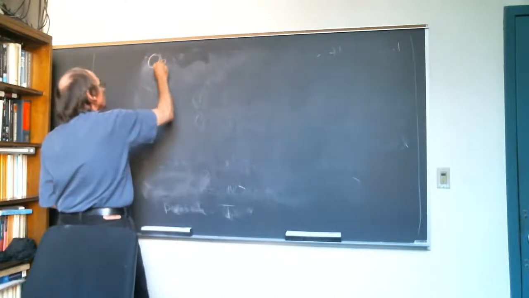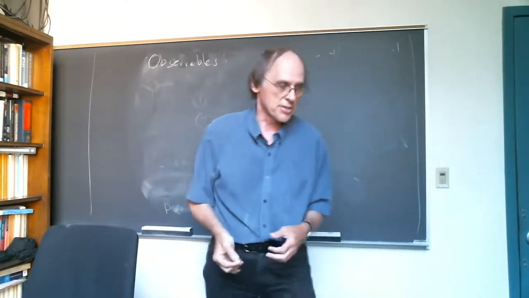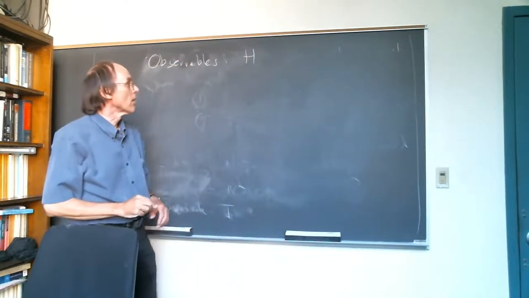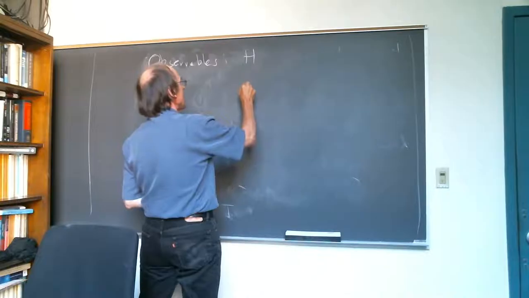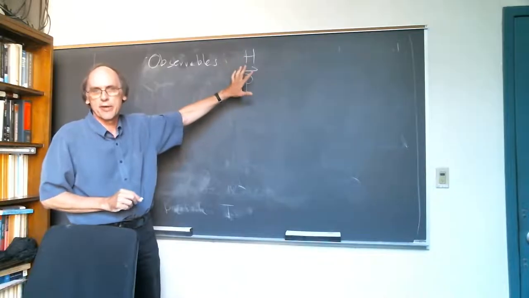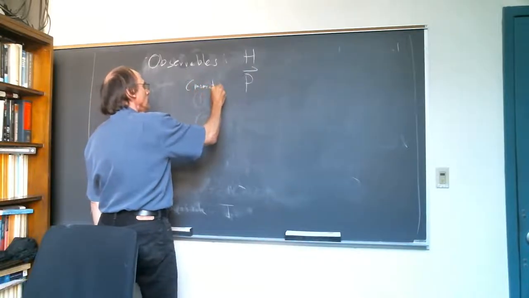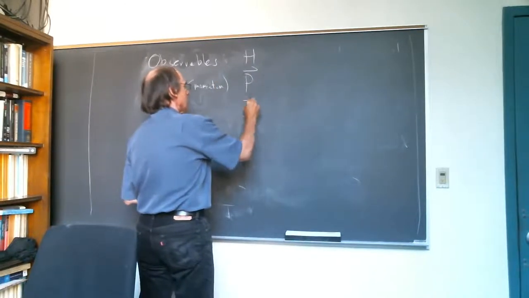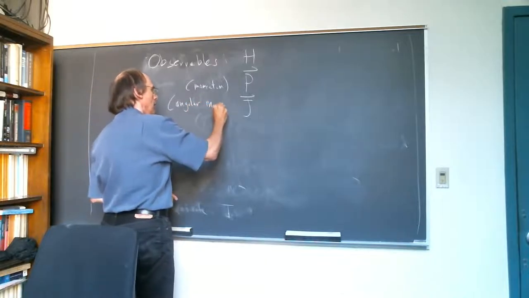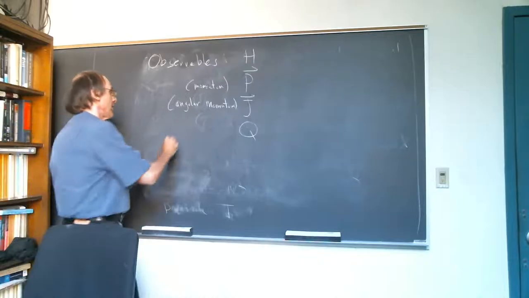So, the observables. I'll start writing down a list of the standard observables, the standard operators that you see in a textbook. The first one is H, the Hamiltonian. Another one you see is a vector, one component for each direction in space, a triplet of operators, a vector-valued operator, which is the momentum. The other thing you see is J, another vector-valued operator, which is called the angular momentum. And then there's another, a single operator, often called Q, which is the charge.